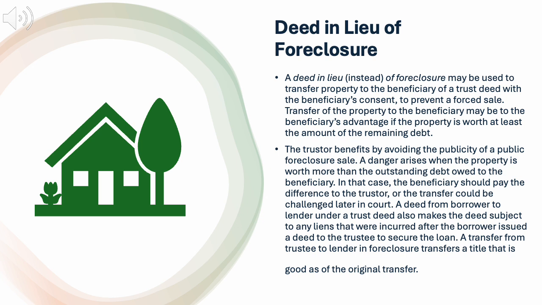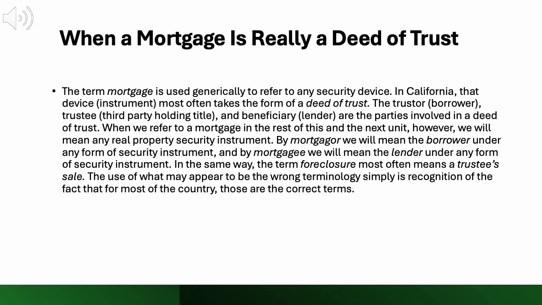A danger arises when the property is worth more than the outstanding debt owed to the beneficiary. In that case, the beneficiary should pay the difference to the trustor, or the transfer could be challenged later in court. A deed from borrower to lender under a trust deed also makes the deed subject to any liens that were incurred after the borrower issued a deed to the trustee to secure the loan. A transfer from trustee to lender in foreclosure transfers a title that is good as of the original transfer.